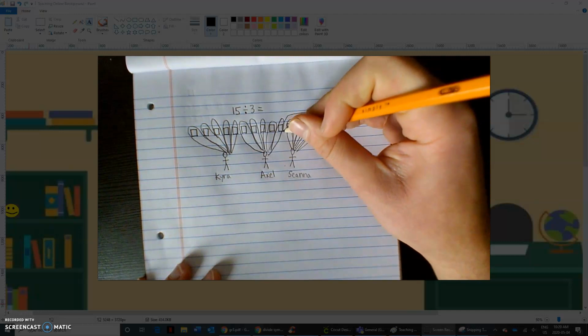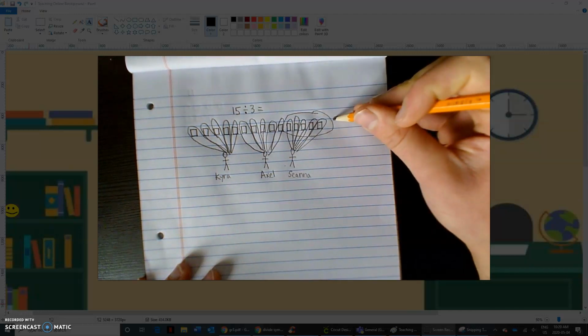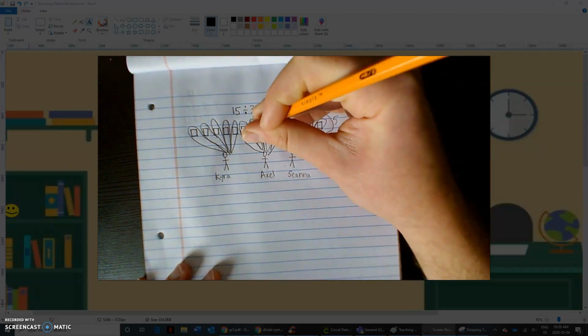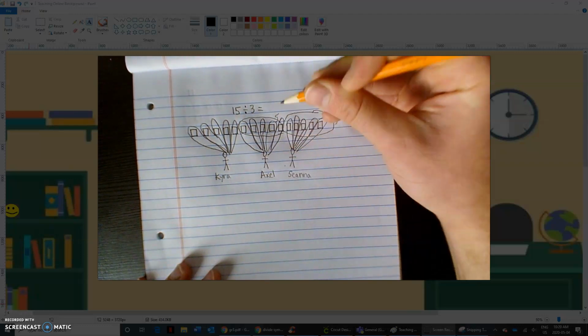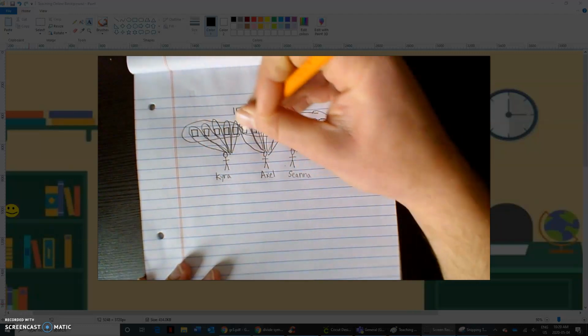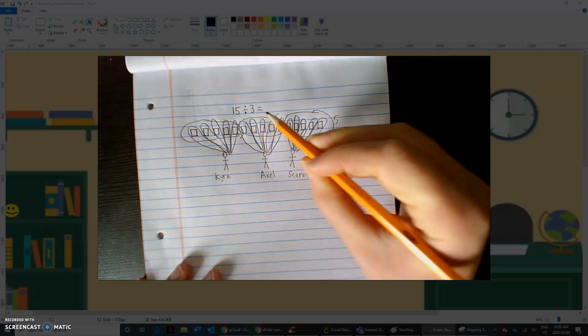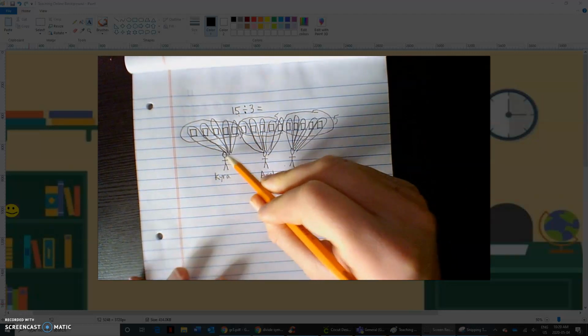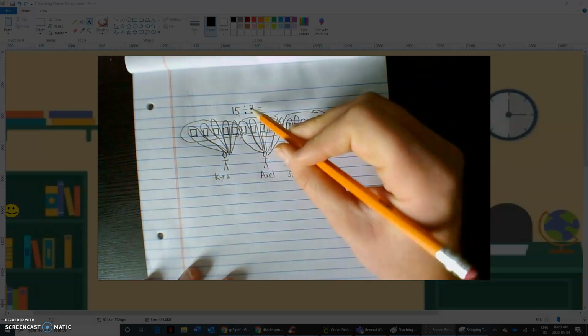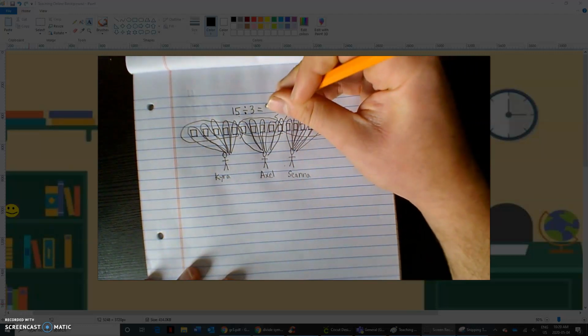So Sienna has these 5 here. Axel has these 5 here. And Kyra has these 5 here. So we had 15 presents. We divided them amongst 3 people, and they each got 5 presents.